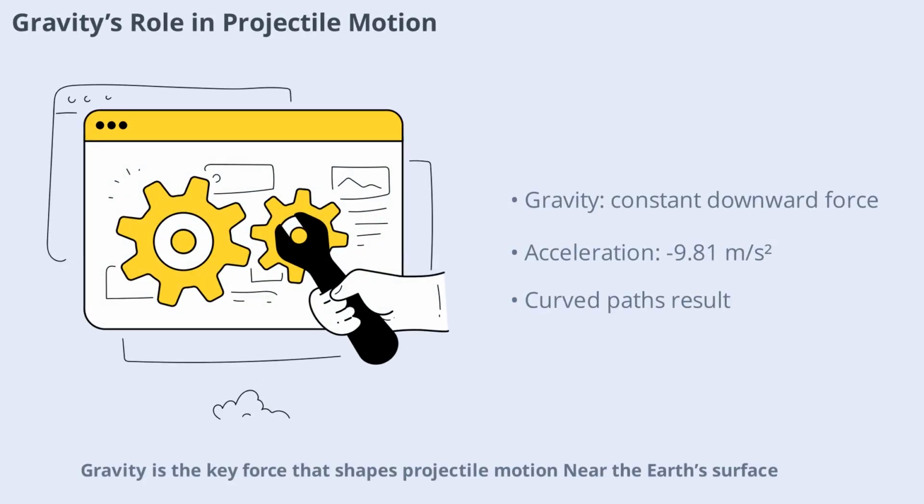Gravity is the key force that shapes projectile motion. Near the Earth's surface, gravity produces a constant acceleration of minus 9.81 meters per second squared. This steady pull causes projectiles to follow curved paths, rising and then falling back down. Whether you're throwing a ball or jumping, gravity ensures that your motion is always curved, not straight. Understanding gravity's effect is essential for predicting and controlling projectile trajectories in sports, engineering, and daily life.